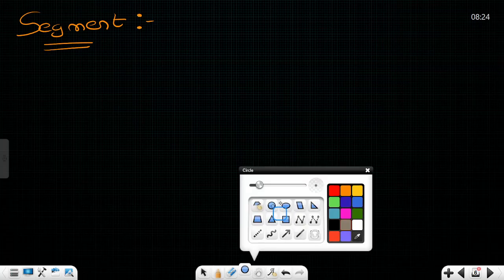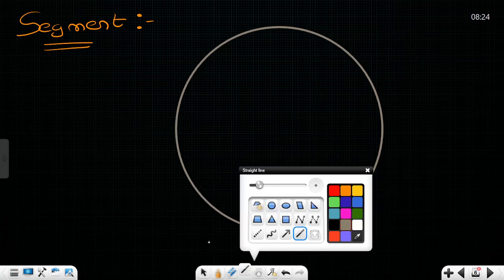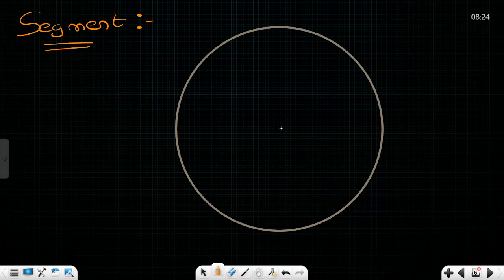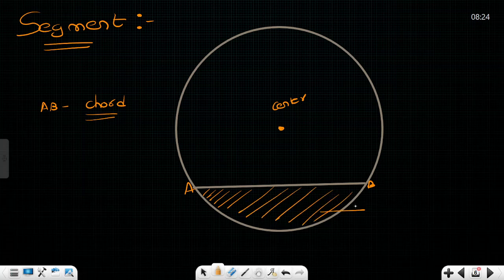Now next kind of figure is segment. That's not given in your textbook. I'll just show you what is that segment. If at all it's coming in your textbook, I will deal more in depth. This is center. Okay, now this AB is called chord. Now this area under AB is called segment.